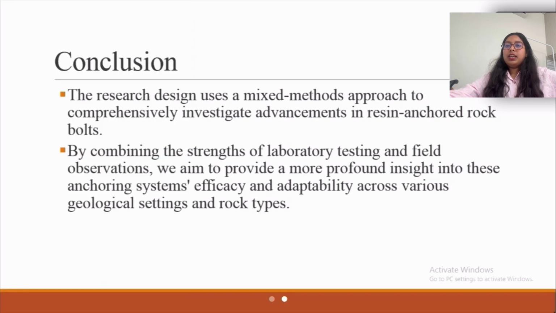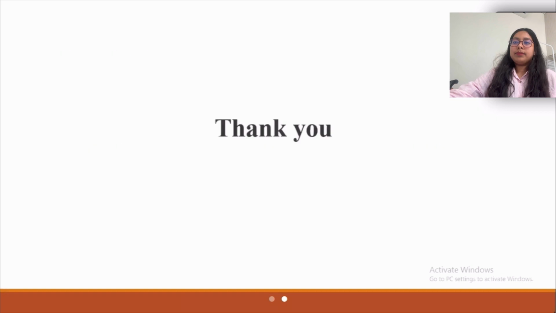In conclusion, the research design uses a mixed method approach to investigate advancement in resin and rock bolts. By combining both strengths of laboratory and field observation, we aim to provide profound insight into the anchoring system efficiency, and adaptability across various geological settings and rock types.